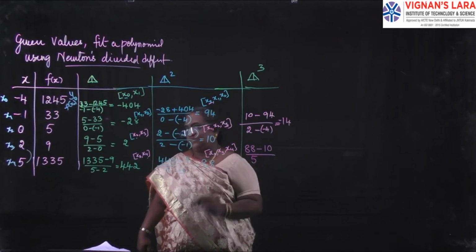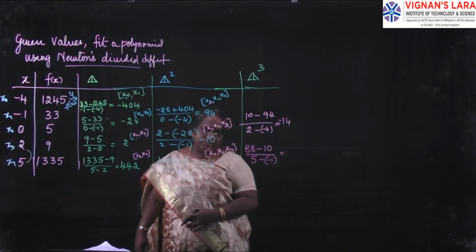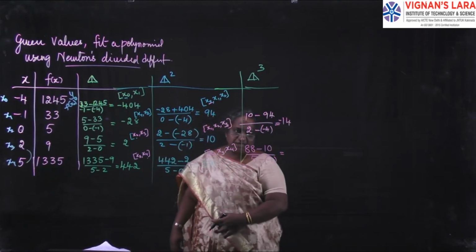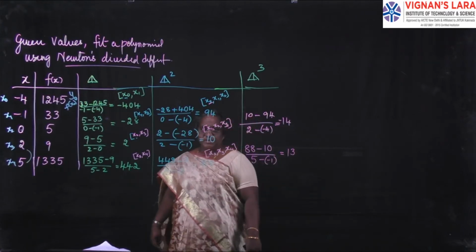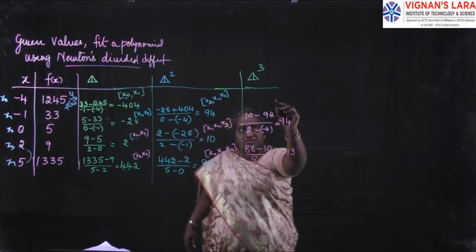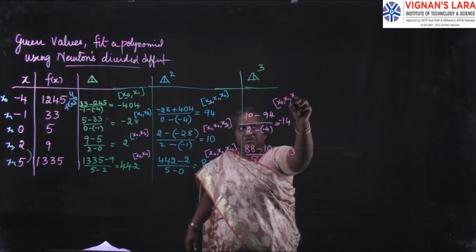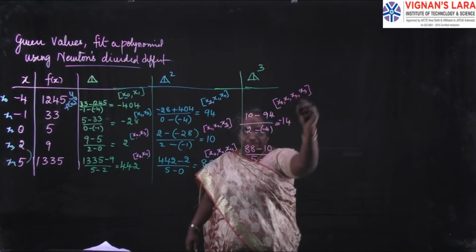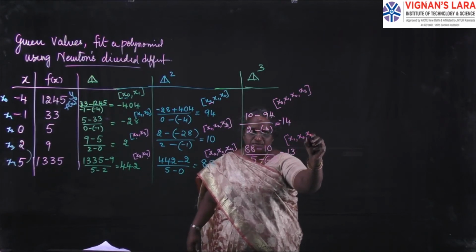x4 minus x1, x1 is minus 1. Minus of minus 1, so it is 88 minus 10, which is 78. 78 by 6 is 13. So this is the third divided difference of x0, x1, x2, x3. This is the third divided difference of x1, x2, x3, x4.